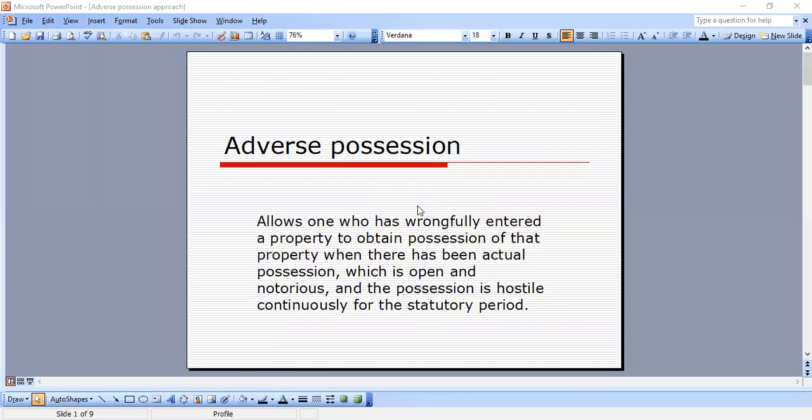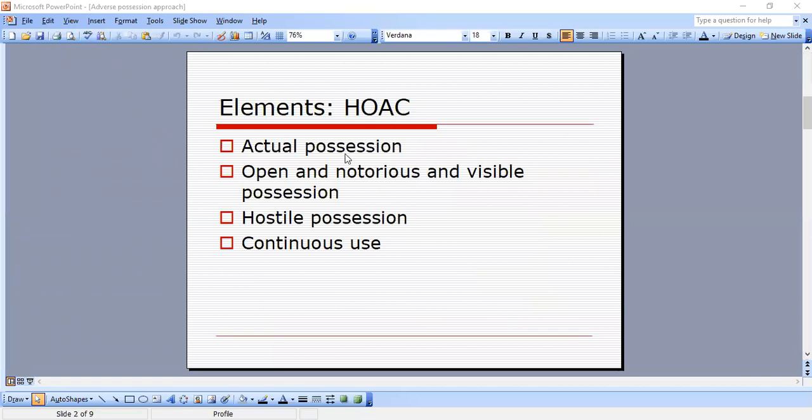So next slide, let's go to elements first. HOAC, I just said it's actual possession. Open and notorious, which is also known as visible possession. I'll explain that in a second. Hostile possession and continuous use for the statutory period.